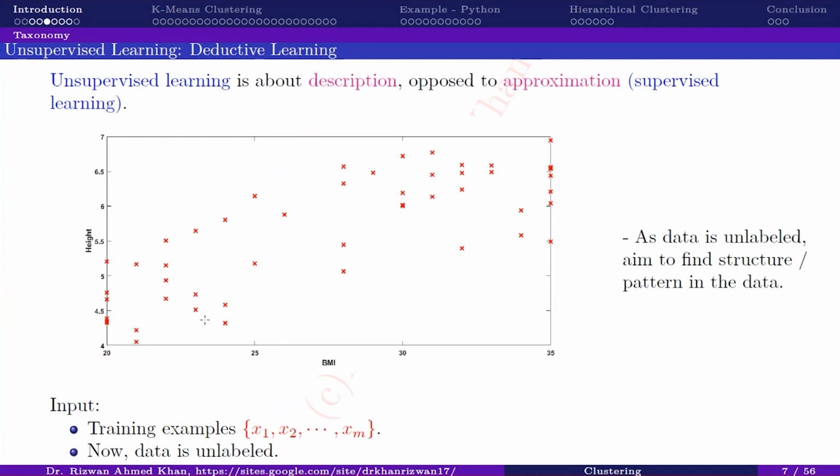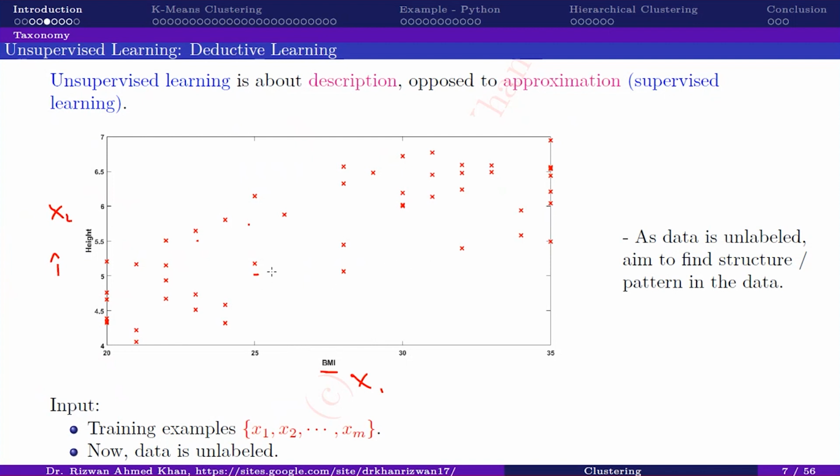So in unsupervised learning, we are given this kind of data. You can see all the crosses are red. There is no labeling. On the x-axis and y-axis, there are two features. They can be called x1 and x2 in simple terms. But for the sake of understanding, I have written BMI. BMI is body mass index, and on the y-axis is height. And these are two features given in the data set, and we just plot it. We don't know any label. This is the total data set.